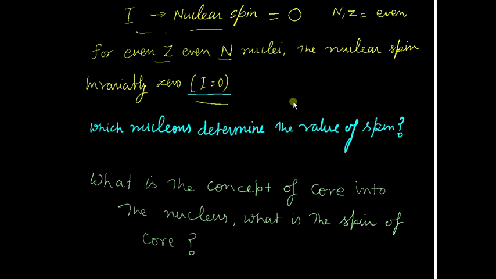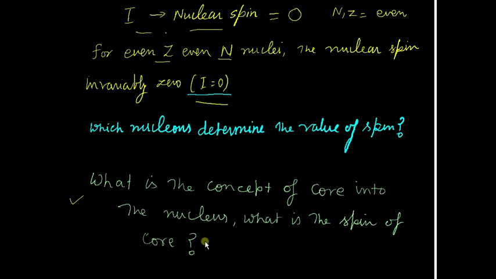We have seen recently that the nuclear spin is the sum of vector L and vector S, and we had to find out the value of capital L and capital S, keeping in mind the contribution of all the nucleons. But now the question is which nucleons determine the value of spin of the nucleus. The second question of discussion is, what is the concept of core in the nucleus?